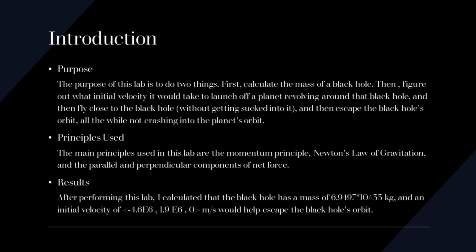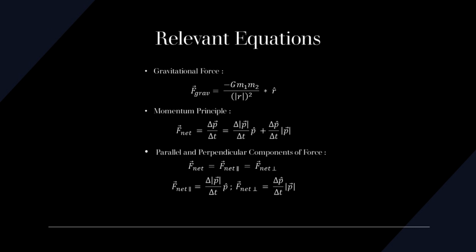black hole's orbit. The main equations used in this are the gravitational force equation, which is F-grav equals negative G times mass 1 times mass 2 over the magnitude of position squared times the position unit vector. Second is the momentum principle, which is the change in momentum over the change in time, and this can be broken down into the change in momentum times the magnitude over change in time times unit vector, plus the change in unit vector over change in time times magnitude.